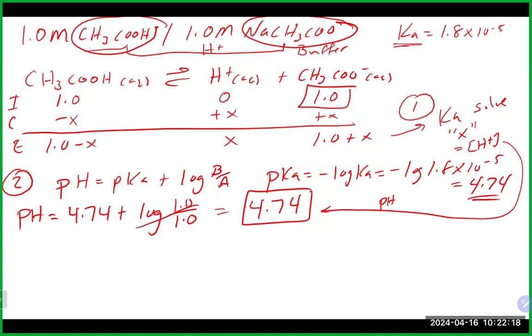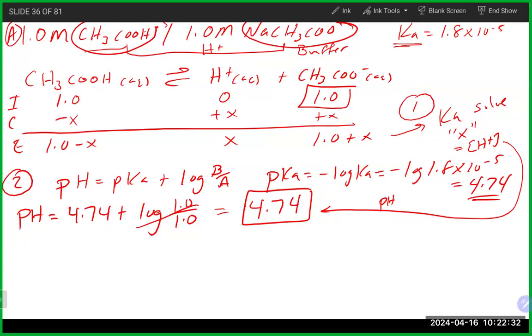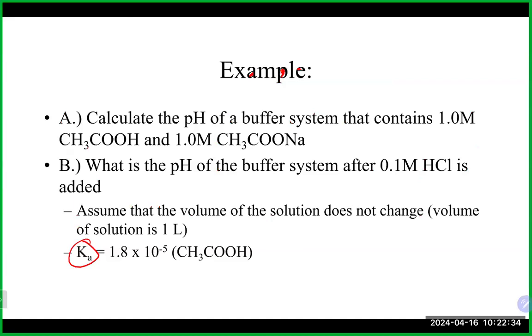Okay. So let's talk about what happens when we do the second part of this question, which is we're going to take this exact same buffer and add something to it. I think we're going to add some acid, if I am not mistaken. So in part B, we're going to add 0.1 molar HCl to this. For this problem only, we're just going to assume that everybody's volume is 1 liter. That's not always the case. You sometimes have to take the volume into account, but just to keep this first calculation a little simpler, we're going to assume everything stays at 1 liter.